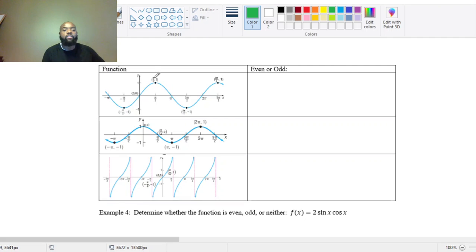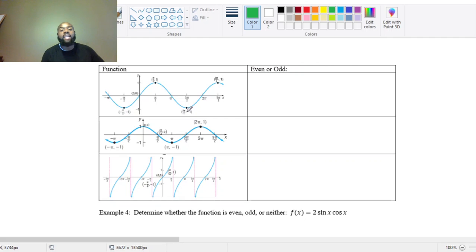When I plug in pi over 2, I get 1. If I plug in negative pi over 2, I'm going to get -1. When I plug in pi, I get 0. The opposite of 0 is -0, which is 0, right? Plug in 3 pi over 2, I get -1.